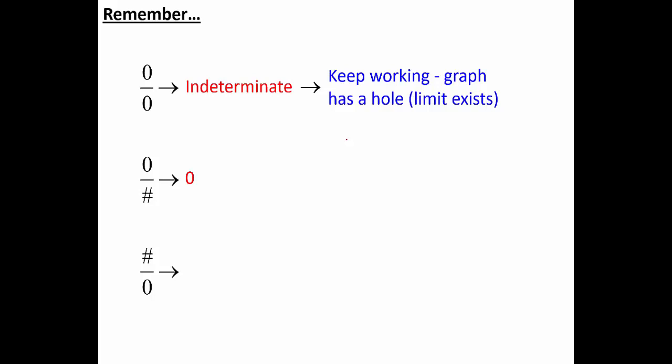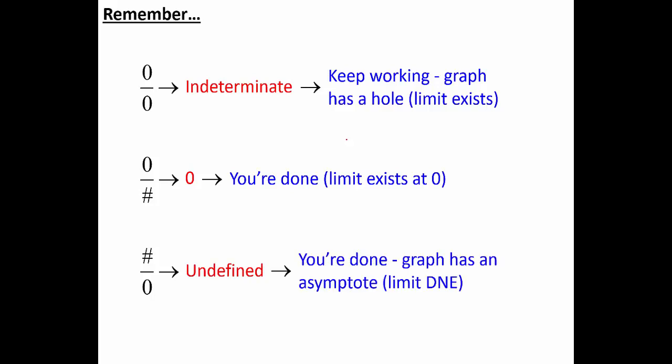0 on the top means the answer is 0. The limit exists, you're done. 0 on the bottom is undefined. The limit does not exist, you're also done. The only time that you're not done is when you have 0 over 0. If you get 0 over 0, keep working. If you get 0 over a number or a number over 0, you're done. 0 on top, the answer is 0. 0 on the bottom, it's undefined. Also 0 on the bottom, that's a vertical asymptote. 0 over 0, that's a hole.